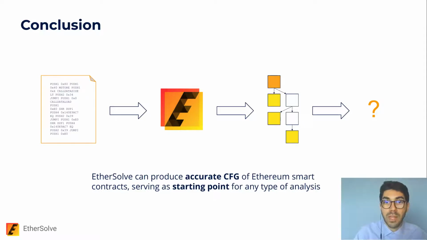And our reentrancy detector is an example of how accurate code models can produce accurate analysis with low effort.